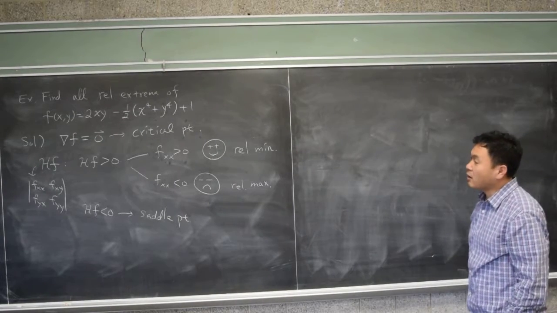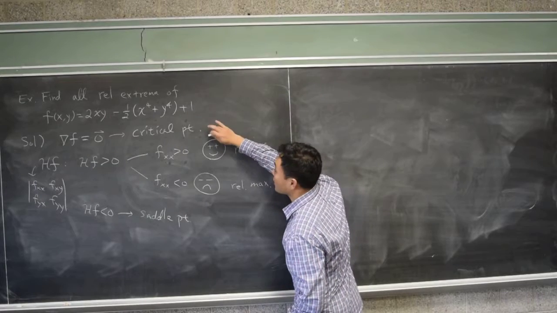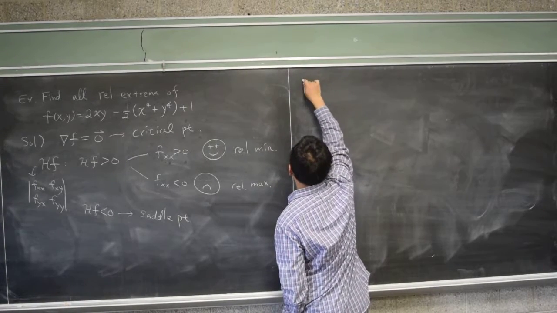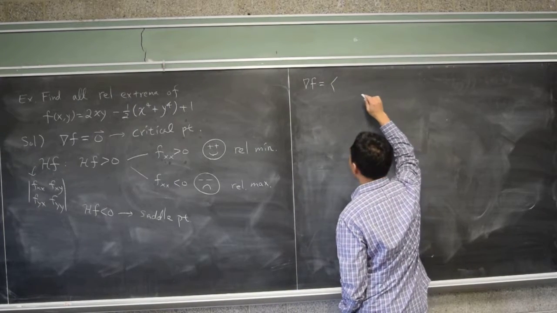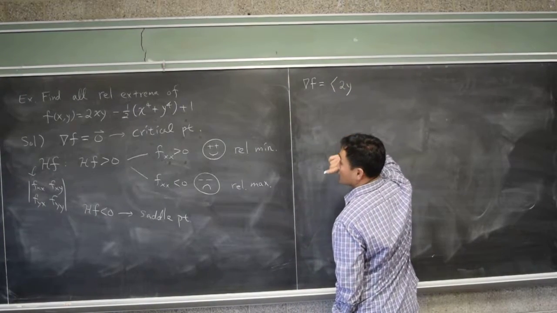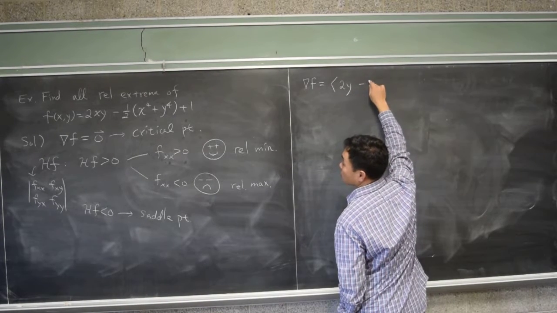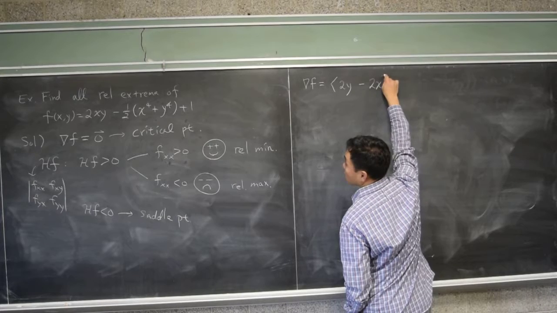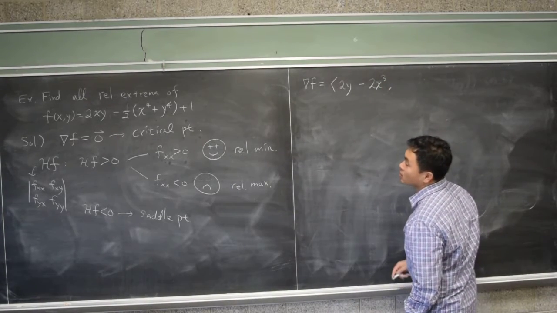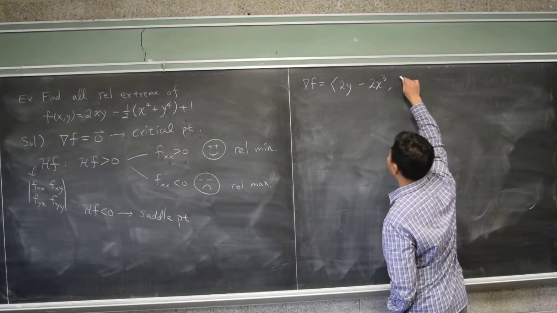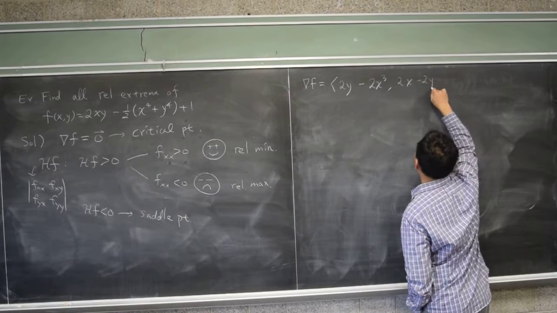All right, so let's actually apply this over here, which means first I have to locate the critical point. The gradient of f is what this is. 2y, and if I differentiate by x, minus 2x cubed. That's what I get. And then if I differentiate by y, it's 2x, and then minus 2y cubed.